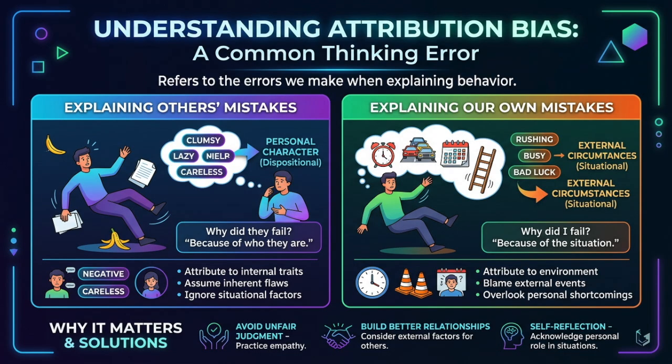Attribution bias refers to the errors we make when explaining behavior. We tend to attribute other people's mistakes to their character, even though it could be wrong, but our own mistakes to circumstances. For example, if a coworker is late, we think they're disorganized. If we're late, it's because of traffic. This double standard can damage relationships, both personal and professional, and lead to unfair judgments. Practice empathy by considering the situational factors that might be influencing others. We don't know their whole story.